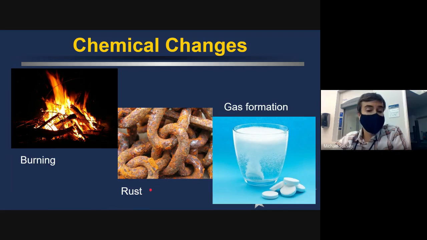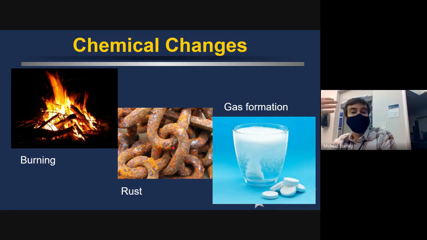Rust is also the result of a chemical change. So the scientific name for rust is iron oxide. And it happens when you have the iron metal, like in these chains here, that sits out and gets exposed to air and water over a long period of time. So when the iron and the oxygen in the air and water interact with each other, they go through a chemical change and form a new substance on the top of the iron called iron oxide.